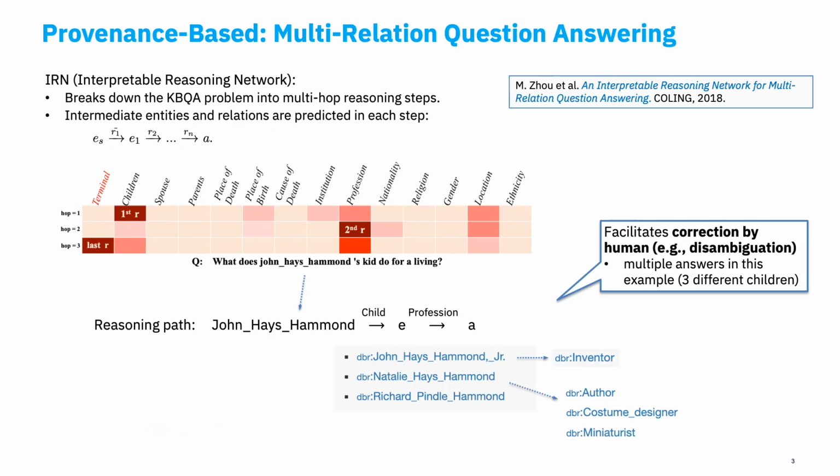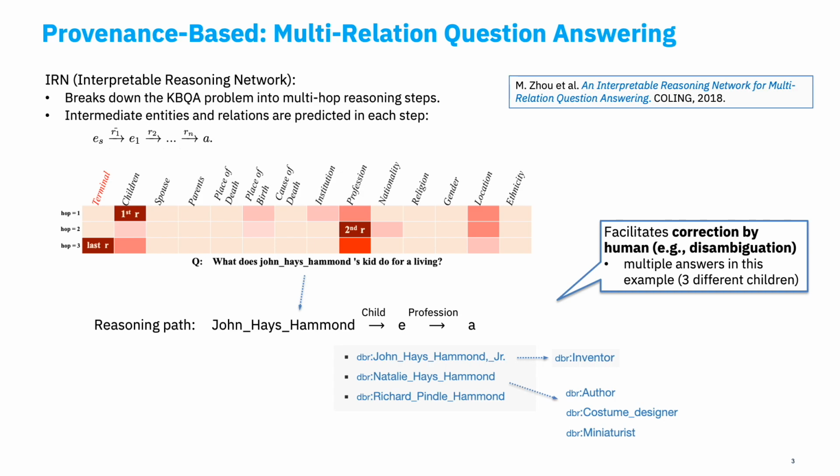The next paper addresses the same problem of knowledge-based question answering, or KBQA, but it does so by focusing specifically on more complex types of questions that include multiple relations and entities. This work is deep learning based and develops IRN, an interpretable reasoning network, which breaks down the KBQA problem into multi-hop reasoning steps, where intermediate entities and relations are predicted in each step.